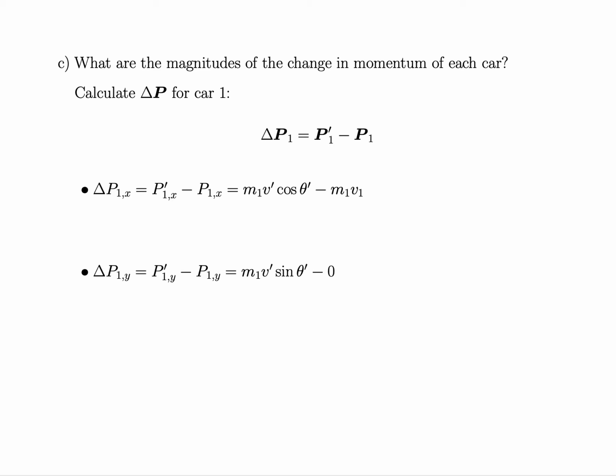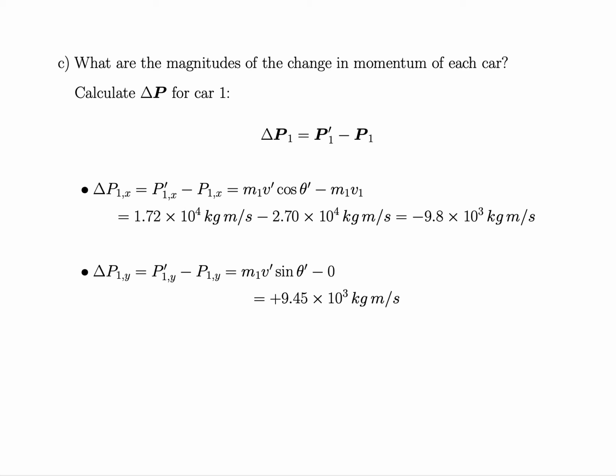So car 1's momentum after the collision is car 1's mass times its speed times cosine of that angle. And car 1's momentum before the collision is just m1 v1. So we have to calculate those things, and you can maybe pause the video and come up with numbers for yourself. Here's what I get. If you just plug in numbers and subtract, you end up with the x and y components of the change in momentum for car 1. So for instance, the x component change is minus 9.8 times 10 to the third, and the y component change is plus 9.45 times 10 to the third kilogram meters per second.